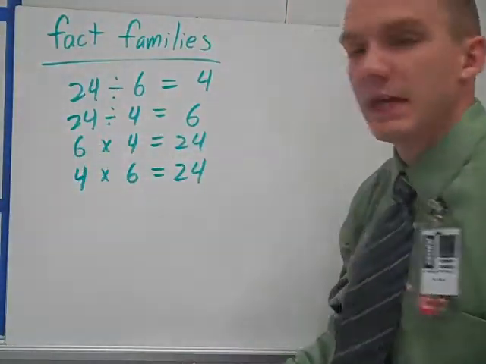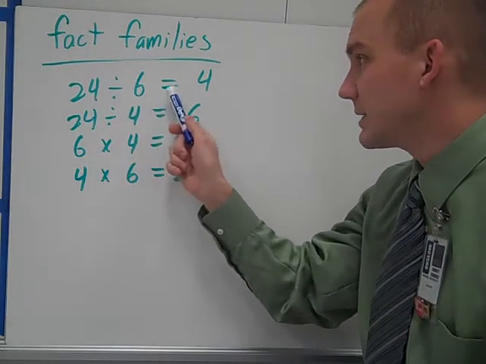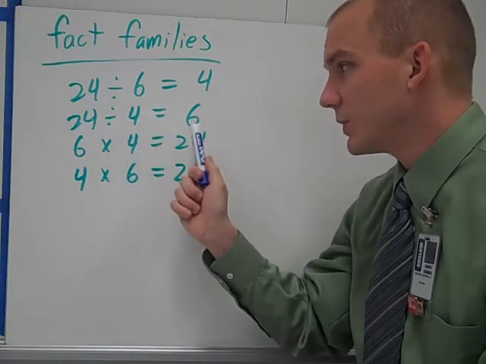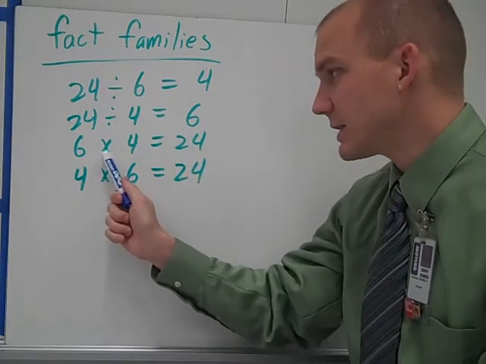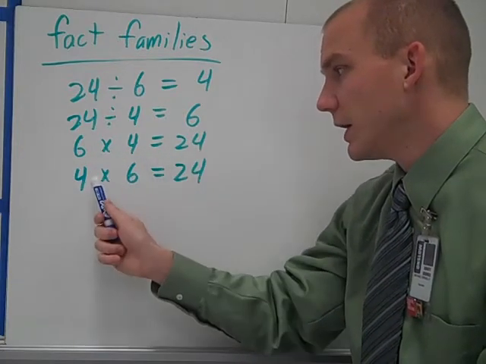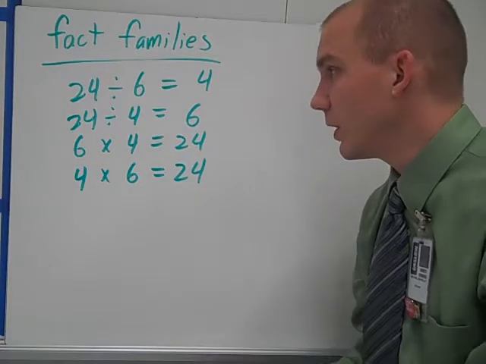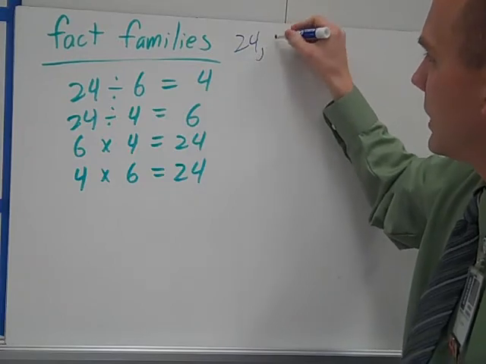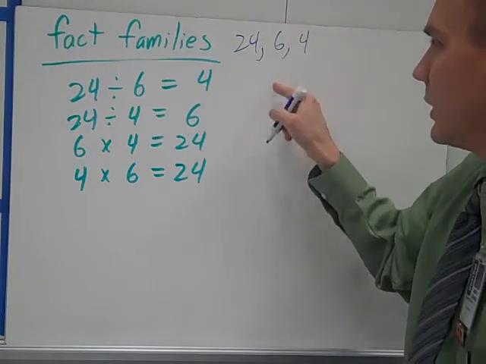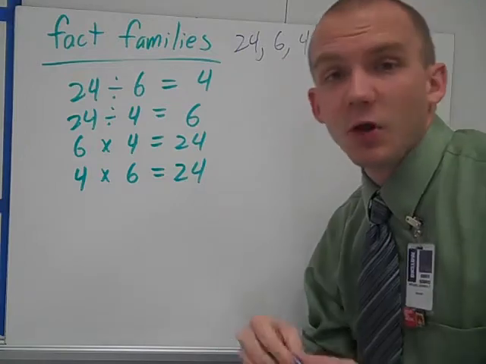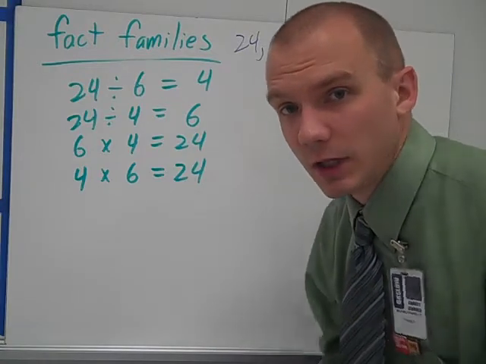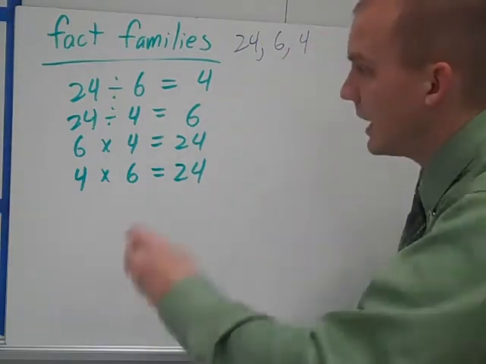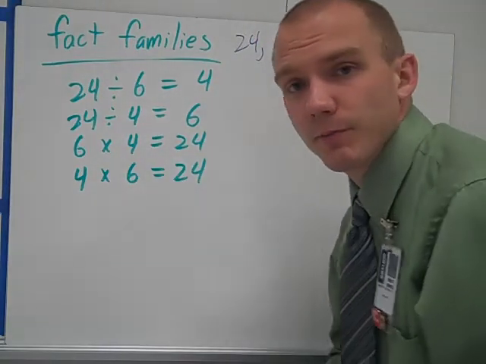You might take the problem 24 divided by 6 equals 4. Great. Well, did you know that 24 divided by 4 equals 6, and 6 times 4 equals 24, and 4 times 6 equals 24? I took the numbers 24, 6, and 4 and was able to create a multiplication and division fact family, where you have 4 different multiplication or division problems and they all use the same 3 numbers.